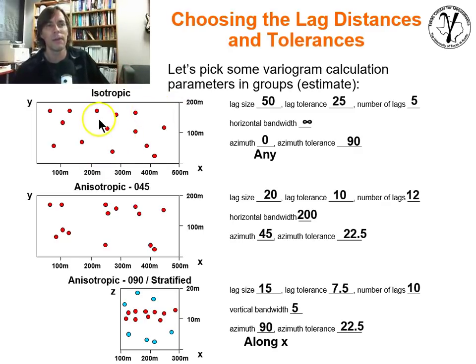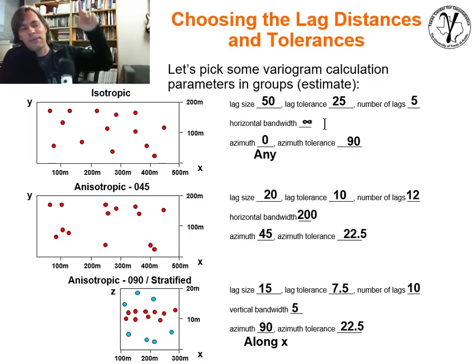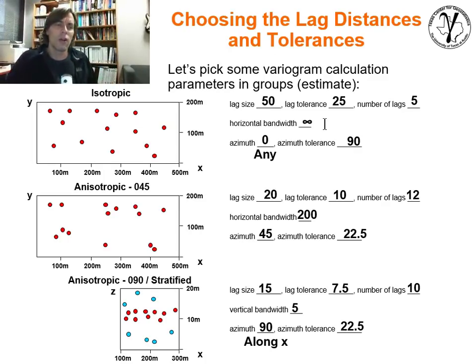So about 250 meters. Well, 50 meters for each lag. We can go 250 meters. We can do about 5 lags for 250 meters. The horizontal bandwidth, I'm not really going to be concerned about bandwidths in this situation because I'm working with an isotropic variogram. I don't care about trying to limit the distance offset from a vector because with an isotropic variogram, I'm only concerned about distance. I'm not concerned about directionality.